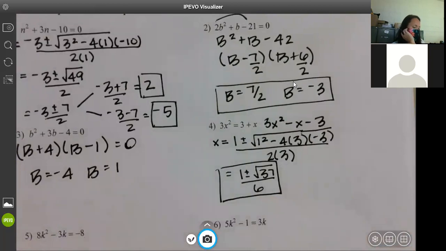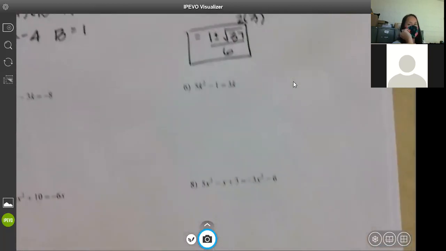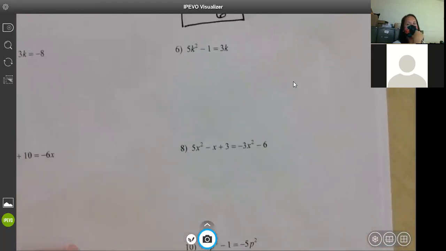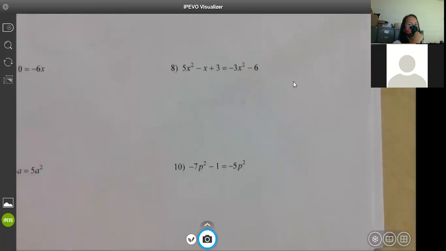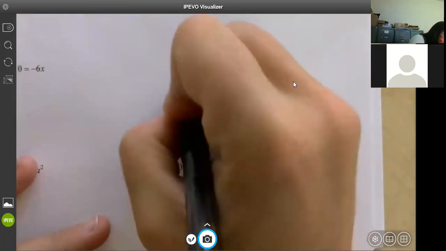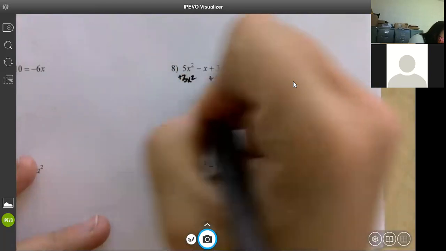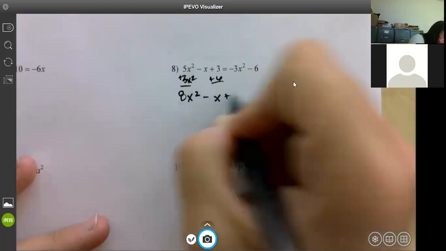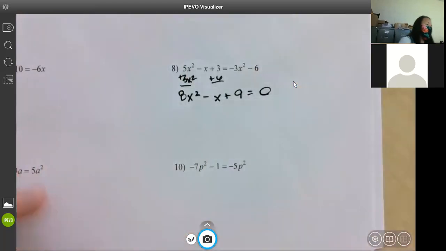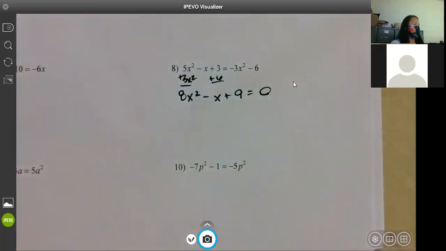Let's go down to one of the harder ones. They're not hard. They're just more work. I mean, more problem. Let's look at number 8. What do I need to do? Add 3x squared and add 6. So 8x squared minus x plus 9 equals 0. I'm going to try to factor it. 8 times 9 is 72. So we're going to try it.